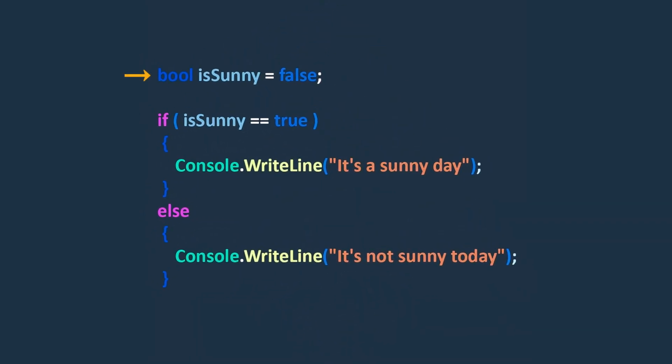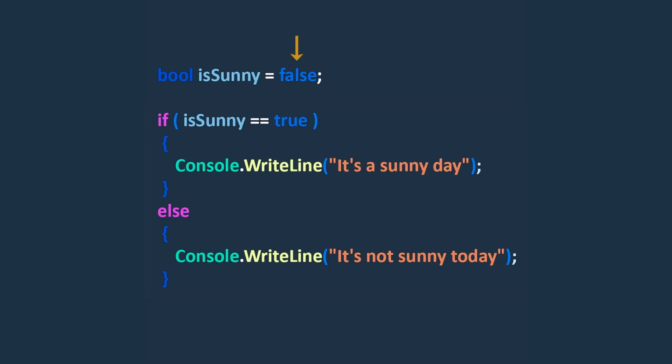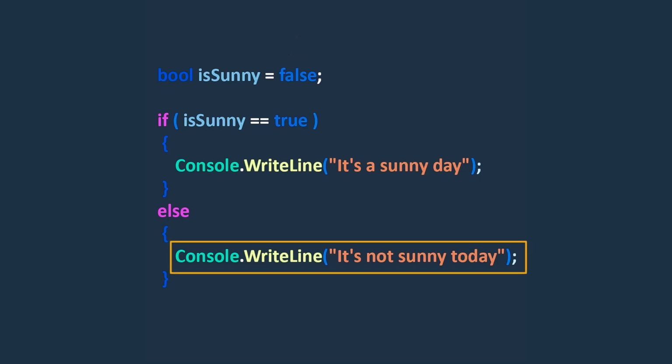Or here, we declare a Boolean variable named isSunny and initialize it with the value false, indicating that it's not sunny. In this block of code, we have an if statement that checks the value of the isSunny variable. Since it's false, in this case, the condition evaluates to false. So, the code inside the else block is executed, and the message "it's not sunny today" is printed in the terminal.